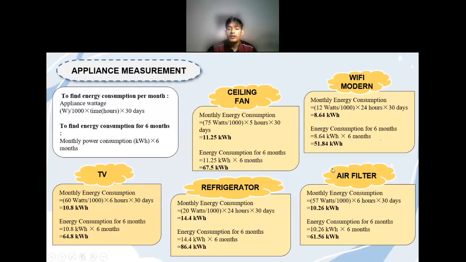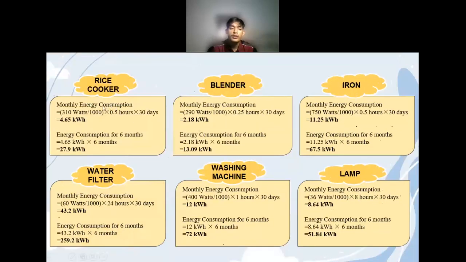Next is air filter. Monthly energy consumption is 10.26 kilowatt per hour and the energy consumption for 6 months is 61.56 kilowatt per hour. Next is rice cooker. Rice cooker has the energy consumption monthly 4.65 kilowatt per hour and for 6 month energy consumption is 27.9 kilowatt per hour. For the blender, monthly energy consumption is 2.18 kilowatt per hour and the energy consumption for 6 months is 13.08 kilowatt per hour.